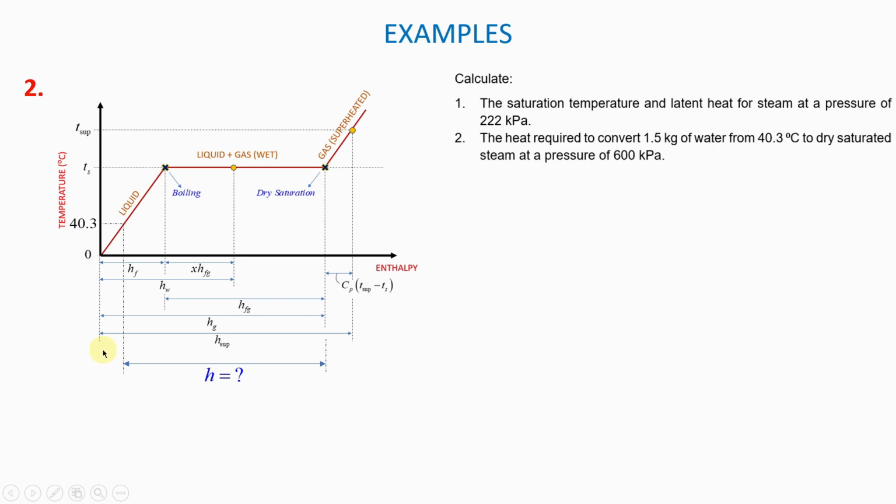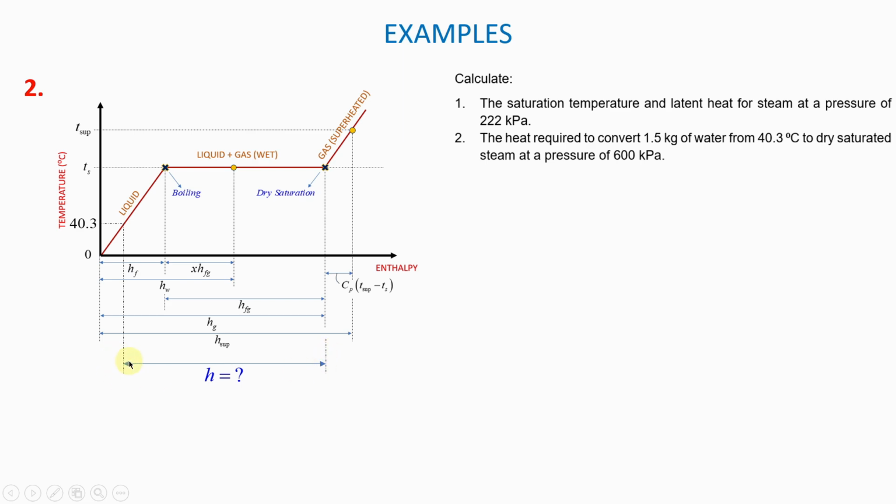Okay, the heat that you need to take it from 0 to dry saturation, that is Hg that you read from the table at a pressure of 600 kilopascals. Okay, if you read that Hg value at 600 kilopascals, that will be the heat to take the water from 0 to dry saturation. But that heat, that's not what we're trying to find in this question. In this question, we're trying to find the heat that we need to take it from where it is at 40.3 degrees, okay, which is somewhere here, all the way to dry saturation.